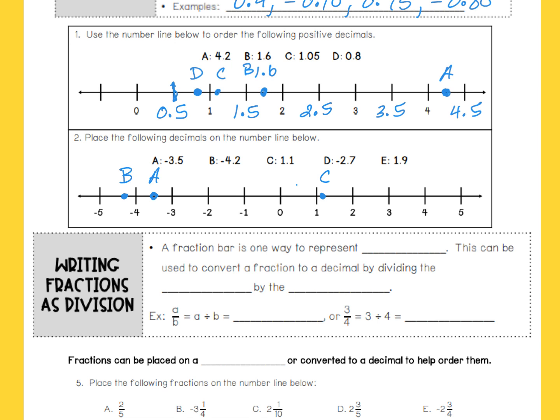When looking at letter D, I've got negative 2.7. That's the same as spending $2.70. So that's going to be pretty close to my $3. If you spend $2.70, you've spent $2, so you're past negative 2, but you haven't quite spent $3. So that's where your letter D is going to be. Okay, and then when I look at letter E, that's 1.9, which is the same as $1.90. So that's going to be very close to my positive 2, but not quite $2.